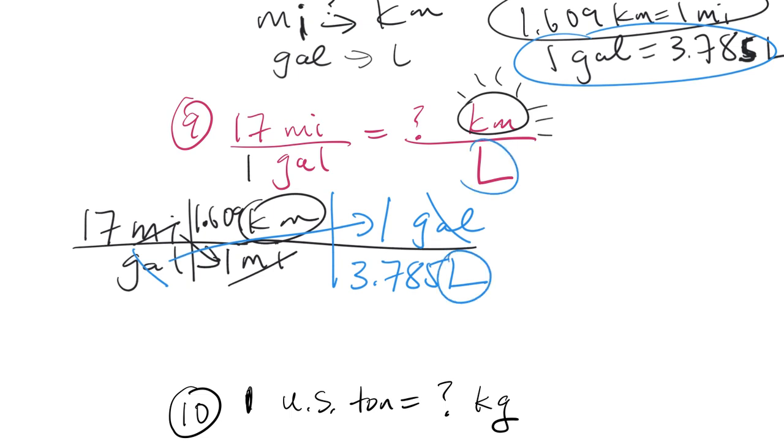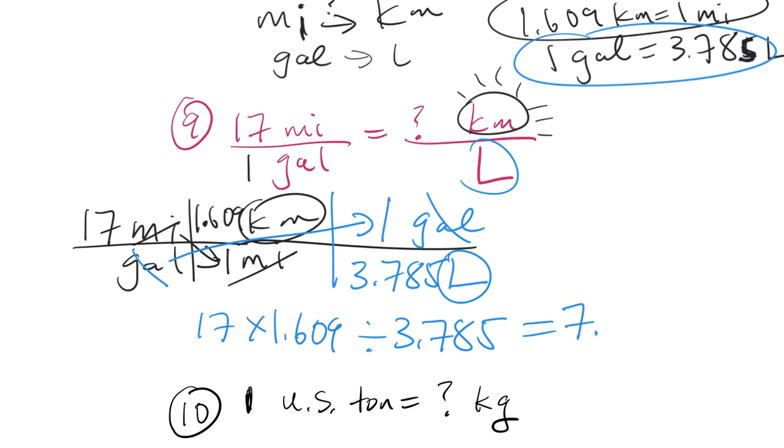So my answer would be 17 times 1.609 divided by 3.785. And I get 7.22668428. So let's round that up. 7.22668, etc. Let's round it up like a price. $7.23. Okay, 6 brings the 2 up. So, kilometers per liter.